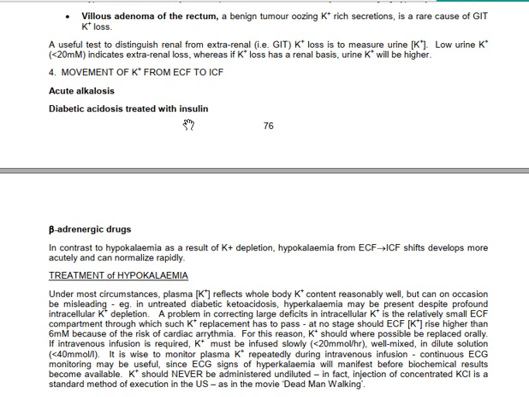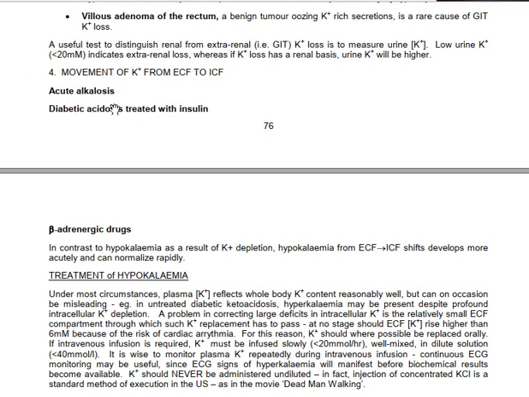Second is diabetic acidosis, which is being treated with insulin. You need to know that when you have diabetic acidosis which is treated with insulin, you can also have a redistribution where the potassium ion is going to move from the circulation out into the intracellular fluid. So these are the cases of hypokalemia.